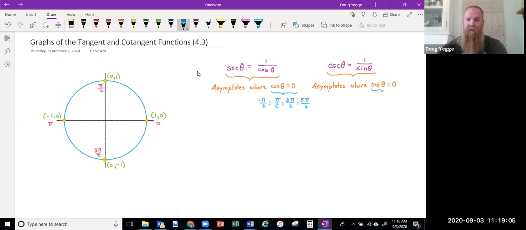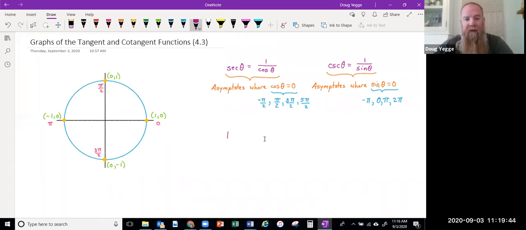If we take a look over here, we can see that sine of theta is equal to 0 when the y-coordinate is 0. That's going to happen at 0 and at π. Notice that if I plug in 0 or π, or if we continue to 2π, or go in the reverse direction, -π, these are all the locations along the x-axis where the sine value is equal to 0. So we can use this fact to answer a really important question about tangent and cotangent.